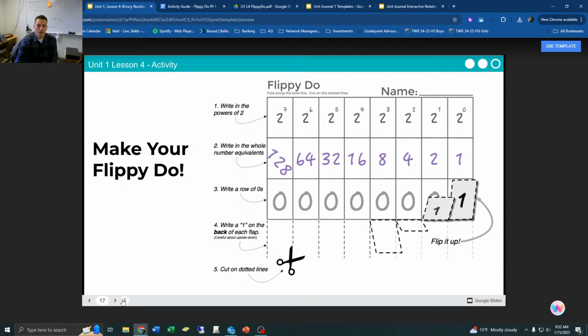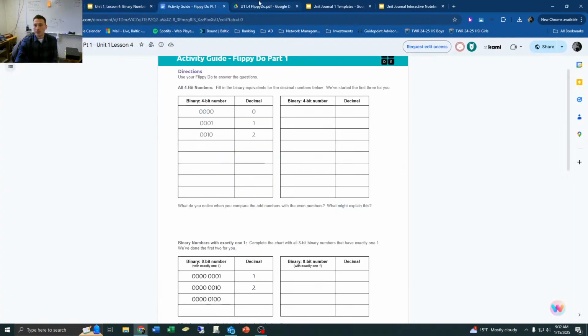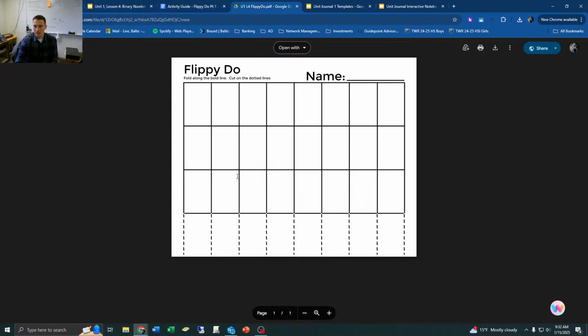Right? So, for today's activity, you're going to be creating your own Flippy-Do. This is a tool that will allow you to quickly and easily translate between a decimal number base that we are used to as humans and the binary number base that computers use. So, teachers, I would like you to hand out the Flippy-Do templates, 1 per student. It's going to be this here. Print these out if you haven't yet, and hand them out, one for each student.